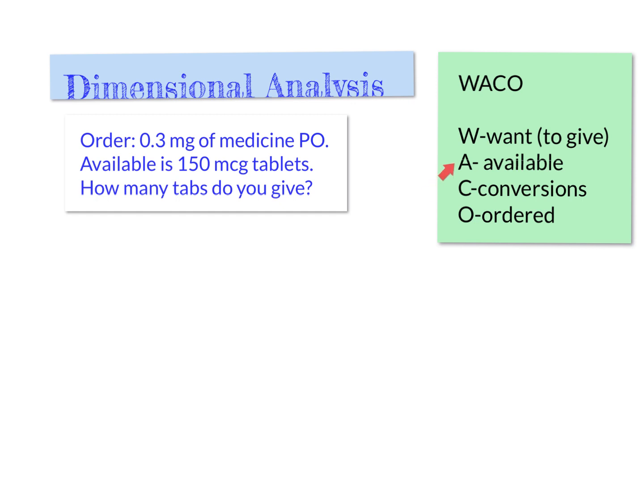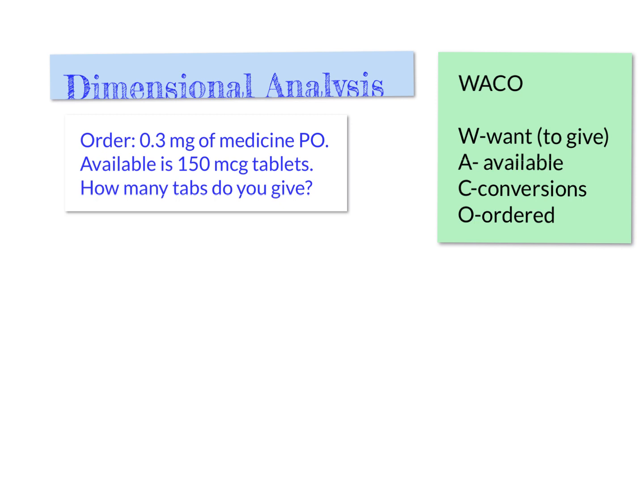Okay. A is for available. What is available? What's the supply? How does it come? C's for conversions. Is there any conversions to do? Do we need to convert micrograms to milligrams, grams to milligrams? What conversions do you need to get you where you want to go? O is for ordered. What is ordered by the doctor? So what is the total that you're ordered to give?